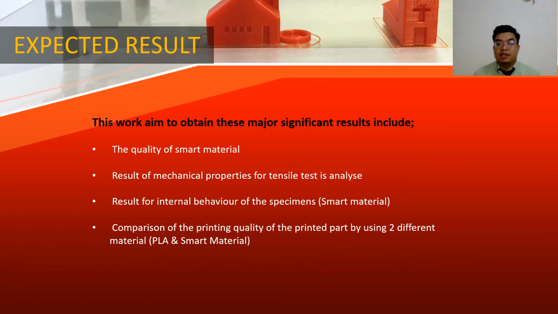Before I end this presentation, I would like to explain the expected result for this project. This work aims to obtain these major significant results, including the quality of the smart material, and the result of the mechanical properties for the tensile test is analyzed. Next is the result for the internal behavior of the specimen, especially the smart material. And lastly, to have the comparison of the relative quality of the printed part by using two different materials, which is PLA and smart material.